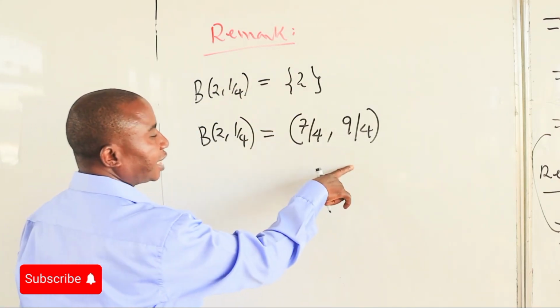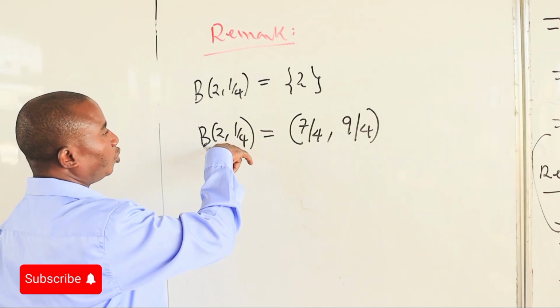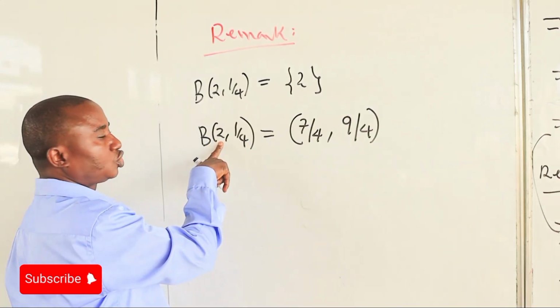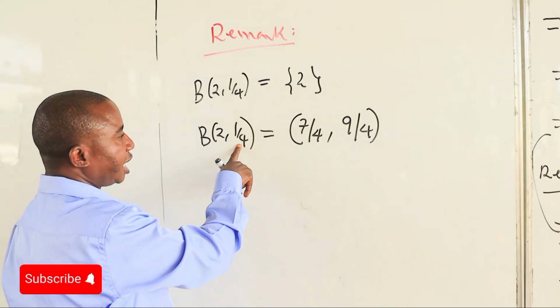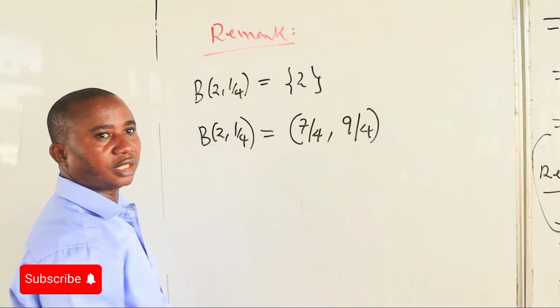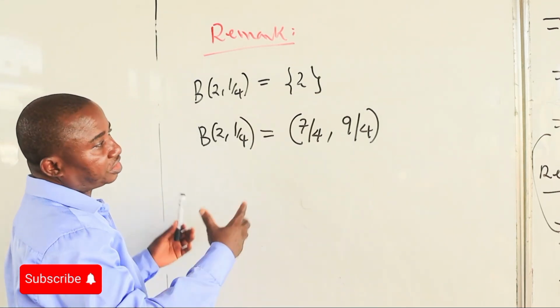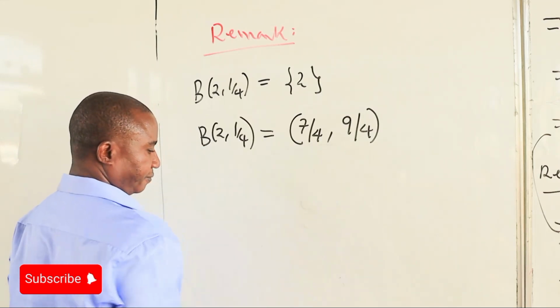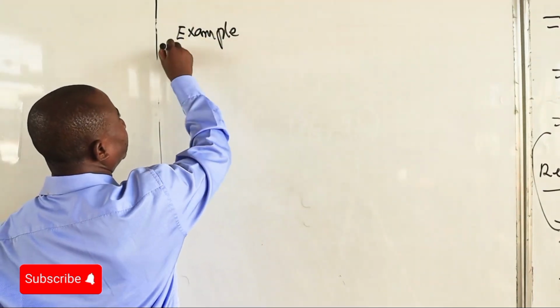I'm going to take another example also, with a different metric, keeping the same parameters, center 2, radius 1/4, and then we still see a different nature, or a different set, so to speak, from what we have here.